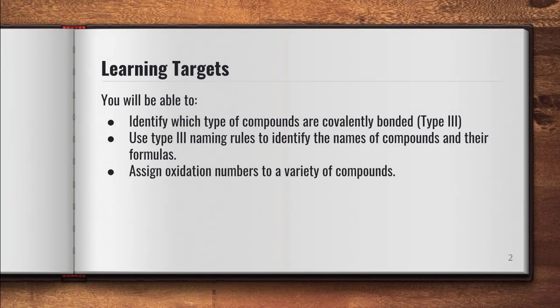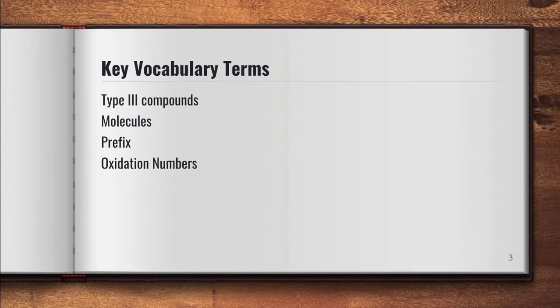So our learning targets for today, hopefully by the end of this video you will be able to identify which type of compounds are covalently bonded, that is, what are type 3 elements. Use type 3 naming rules to identify the names of compounds and their formulas, and you should also be able to assign oxidation numbers to a variety of chemical compounds.